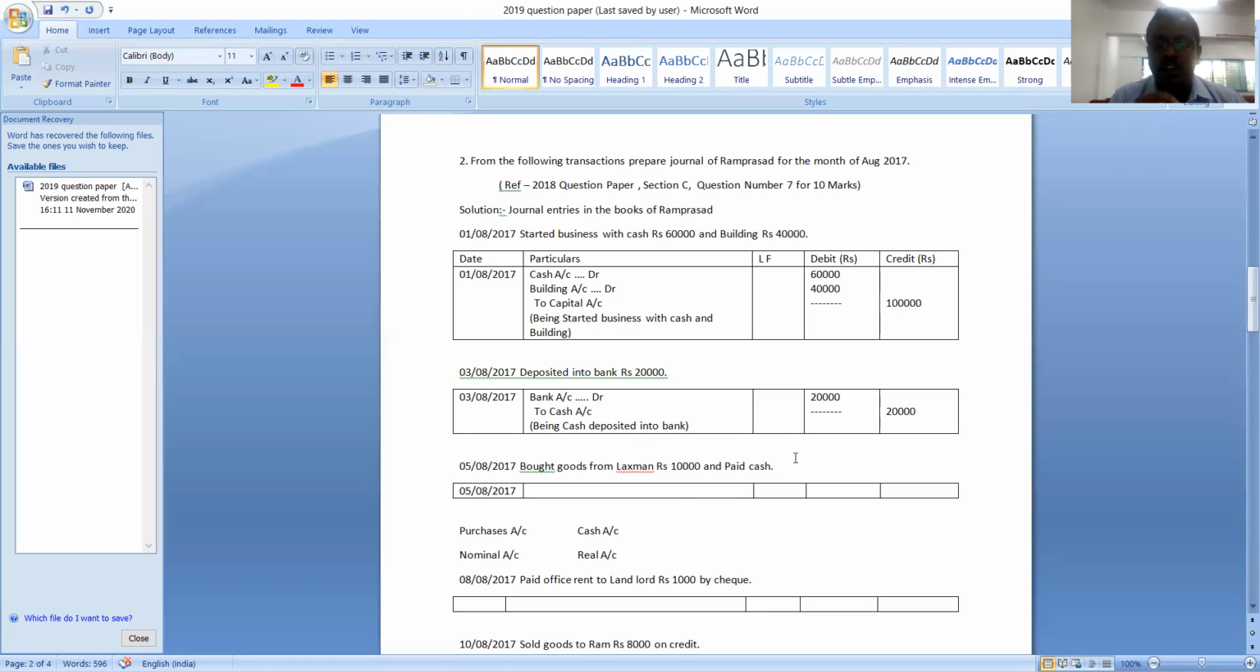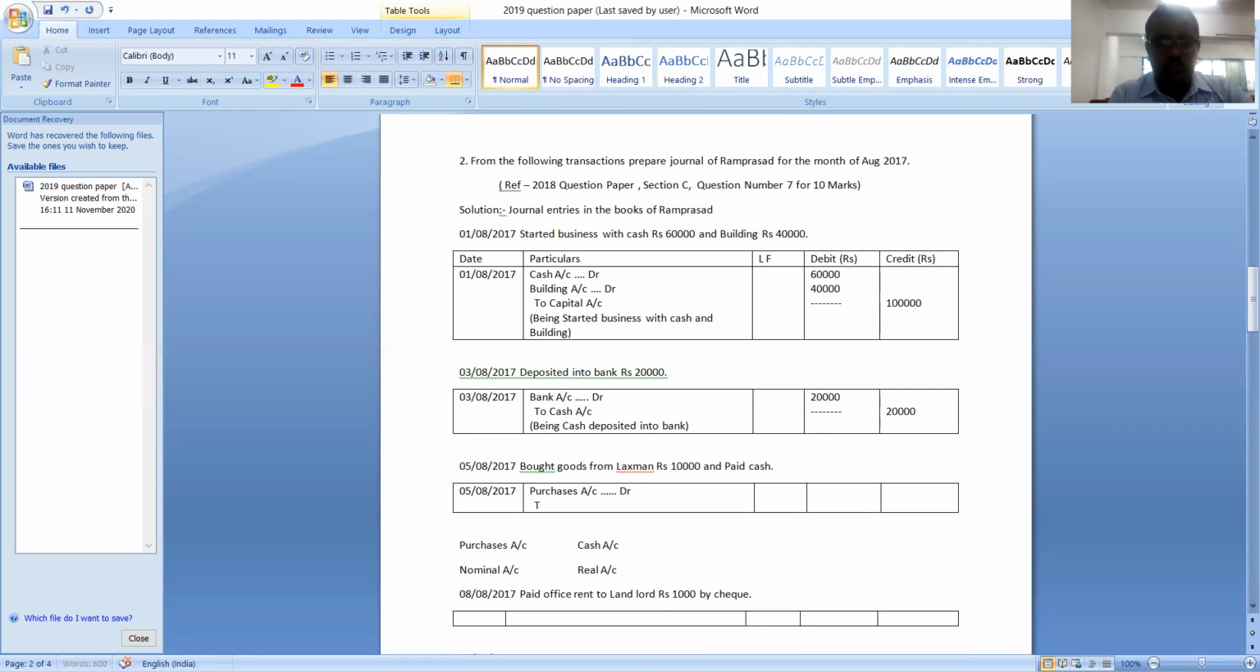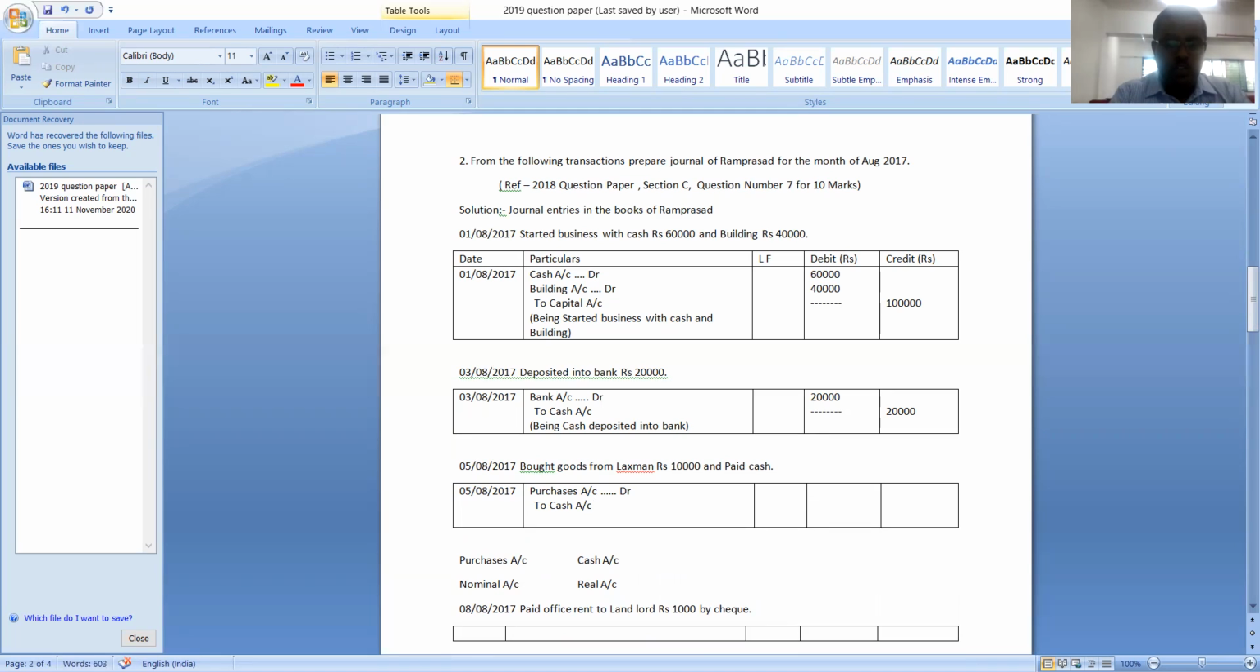So we have to credit cash account and debit which account? Purchases account. Purchases account should be debited because it is a nominal account. What is the debit rule of nominal account? Debit all expenses and losses. So here purchases are expenses, they have to be debited. So purchases account debit. Which account should be credited now? To cash account. Why should cash account be credited? Because cash is going out of the business.